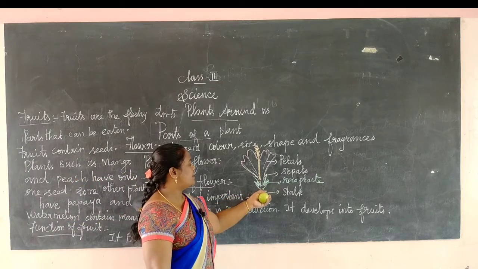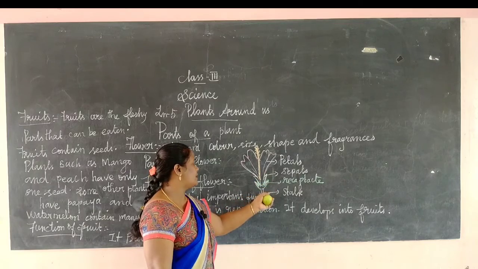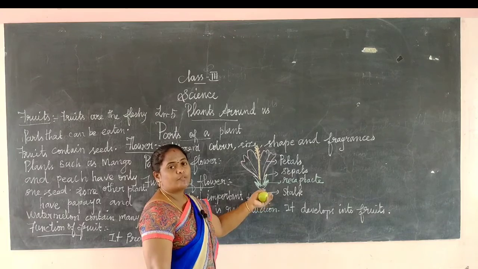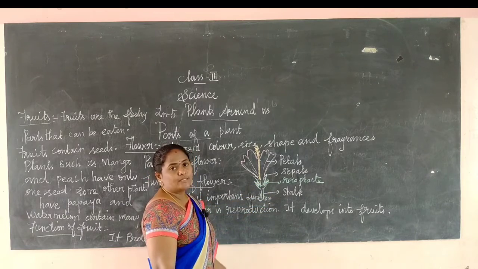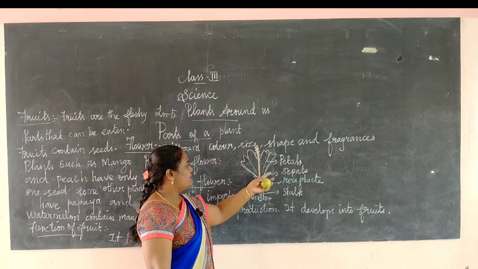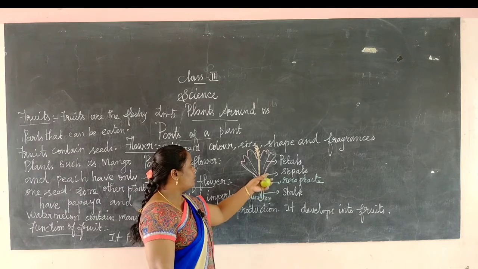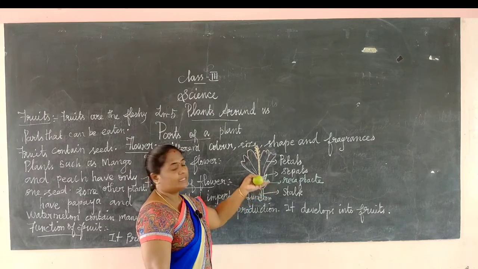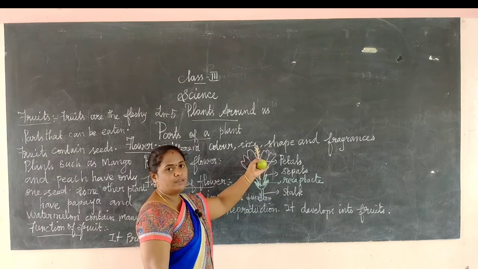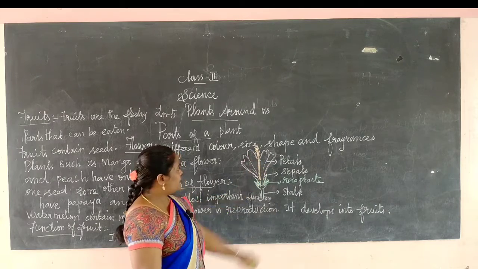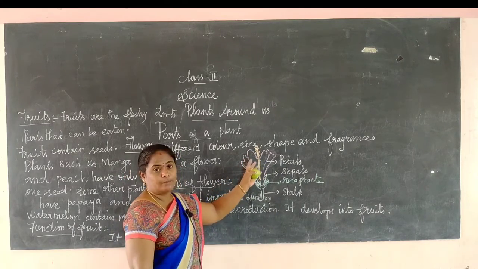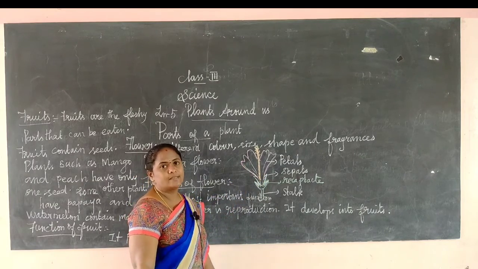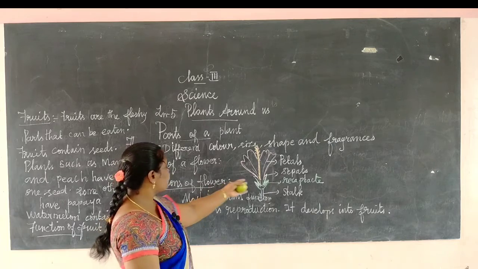The stalk is a part of the flower to which all other parts are attached. Next, the base, which forms the base of the flower, is known as the receptacle. And then that green color part, the outermost covering of the flower, is called the sepals. The sepals enclose the bud, and they are green in color. And then next, the petals are the very attractive, very colorful part of the flower and make it look attractive.